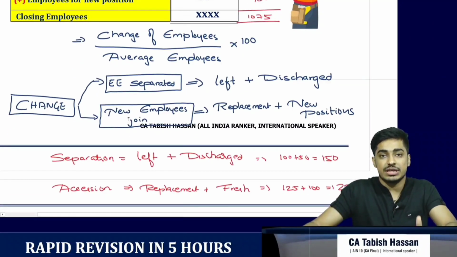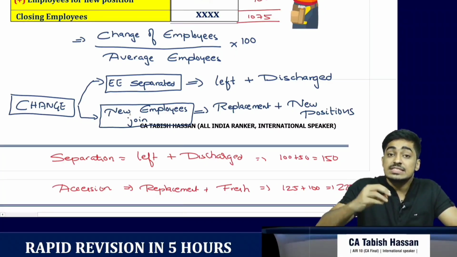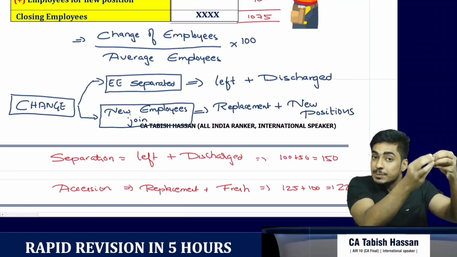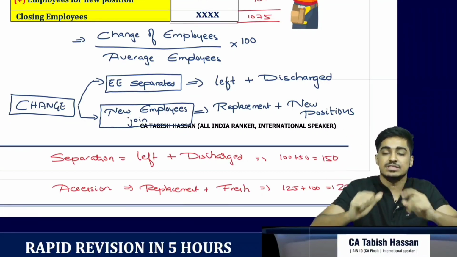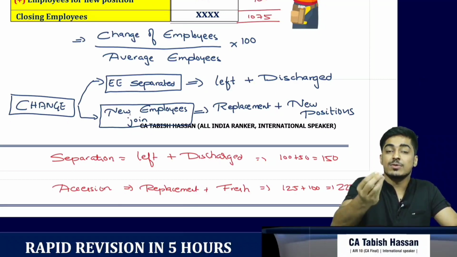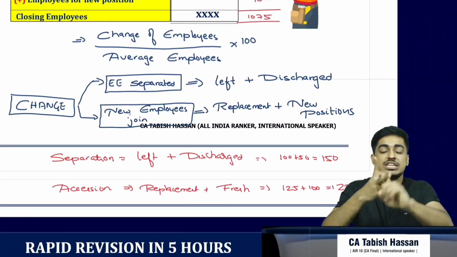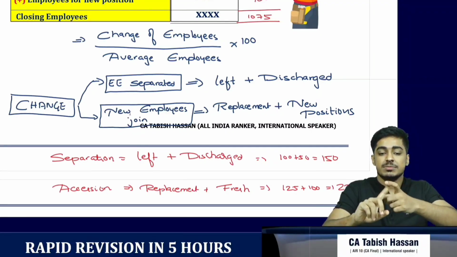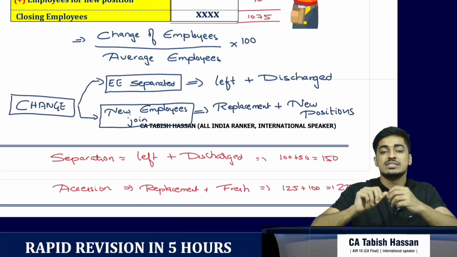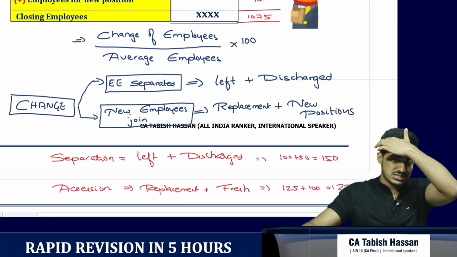And the new employees are joining. They are called by the term accession. What could be the two reasons for that? First thing is replacement. Some employees left the organization. In their place, we are replacing him with another employee. That is the first reason. Or there are new positions, there are new places opening up. For that, we want new employees. So change can be because of two reasons: separations and new employees joining. Separations can be because of employees who left the organization, employees who have been discharged from the organization. New employees, that is accession, can be because of replacement plus new positions.